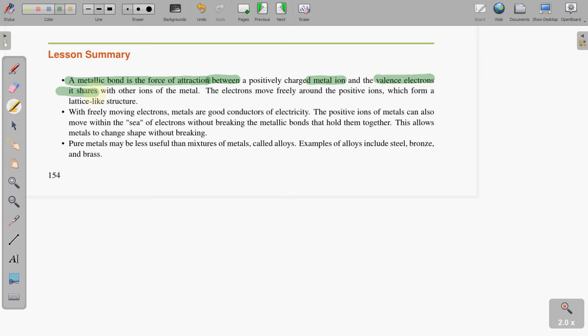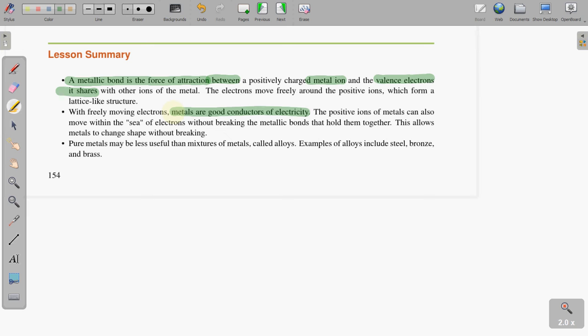The electrons move freely around the positive ions, which form a lattice-like structure. With freely moving electrons, metals are good conductors of electricity. Why are they good conductors of electricity? Because of the moving valence electrons.